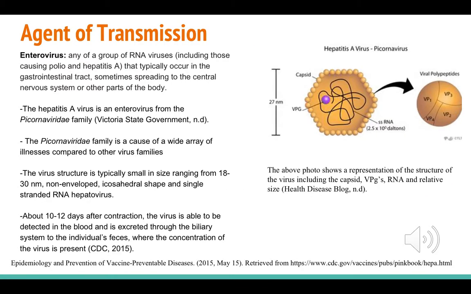In this slide, the agent of transmission will be discussed. An enterovirus is defined as any of a group of RNA viruses that typically occur in the gastrointestinal tract, sometimes spreading to the central nervous system or other parts of the body. This includes those causing polio and hepatitis A.